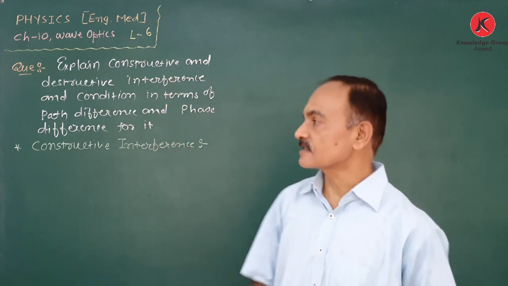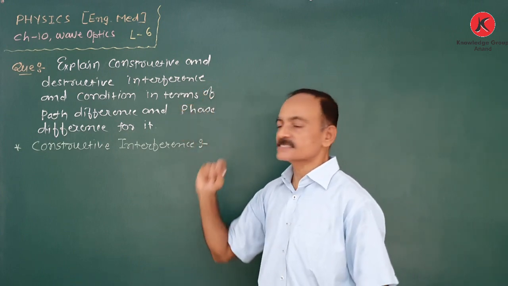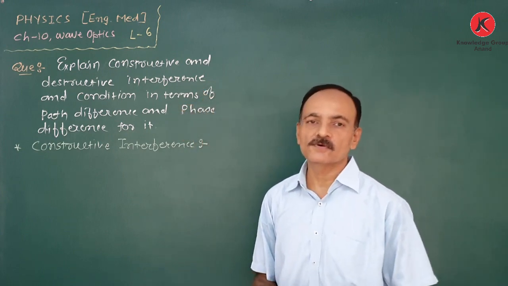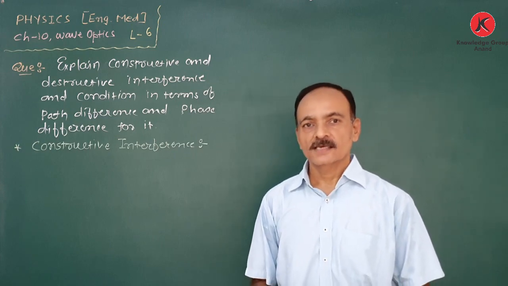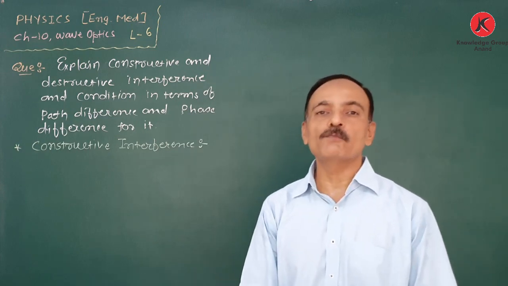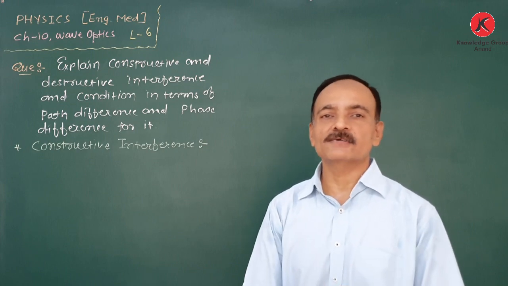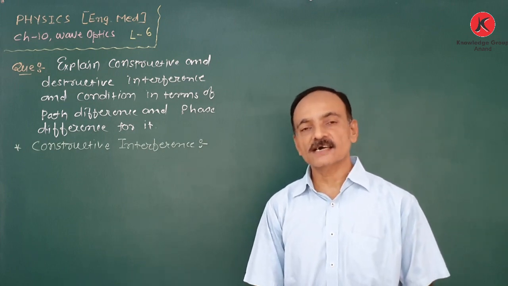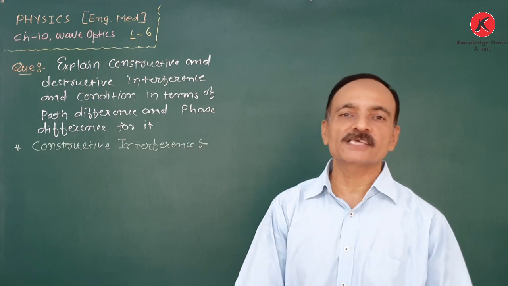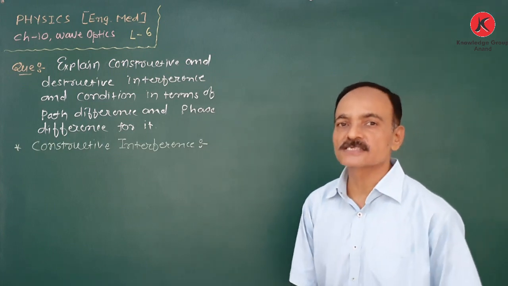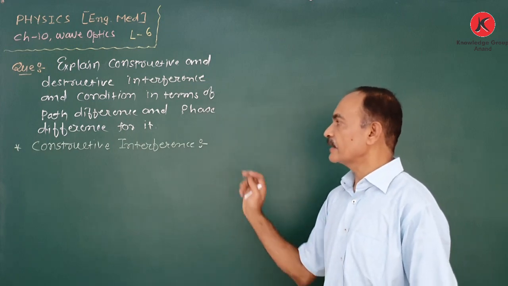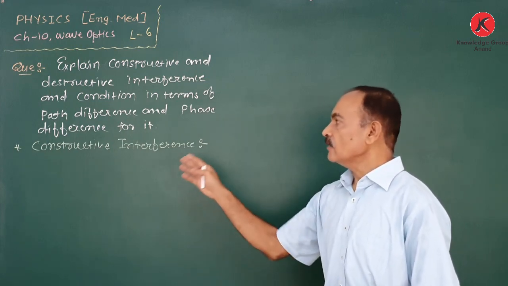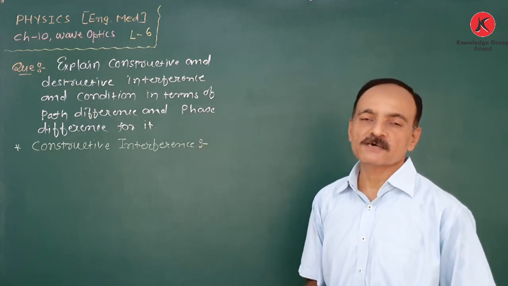Today we are going to discuss constructive and destructive interference in terms of the condition for path difference and phase difference. What is the path difference between the two waves superposed at a point P or at any point? And what is the condition for the phase difference between the two waves superposed at a point? So which type of interference takes place? Today we are going to discuss that. Now, first we discuss constructive interference.